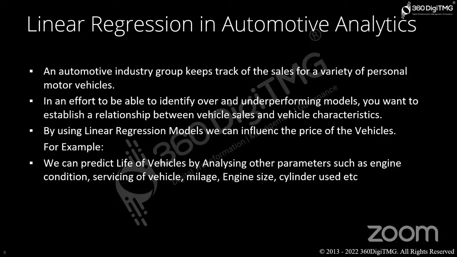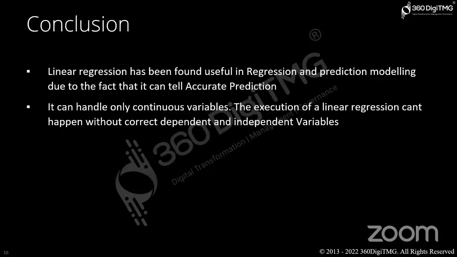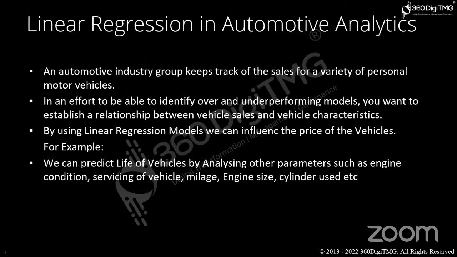So based on independent features like engine condition, servicing of the vehicle, mileage, and engine size, we can predict the life of the vehicles. It is found useful in regression and predictive models because it can give accurate predictions, and it can handle only continuous variables. The execution of linear regression can't happen without correct dependent and independent variables. Okay, so this is how linear regression works in the automotive industry.